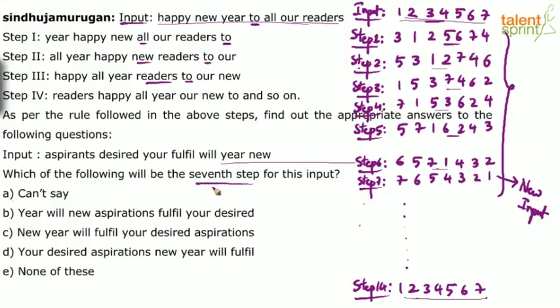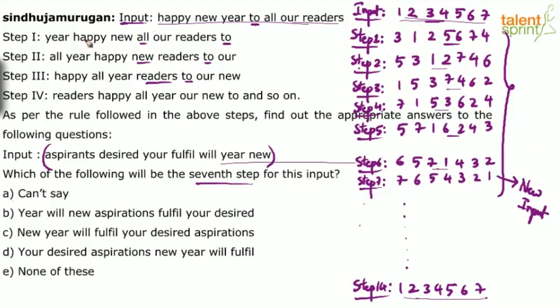We have already understood that the 7th step is the reverse of the given input. The 7th step is always the reverse of the given input. So what will be the 7th step? Start reading in the reverse direction: new year will fulfill your desired aspirants. Remember, I am repeating myself, it is easier now because we had used numbers.